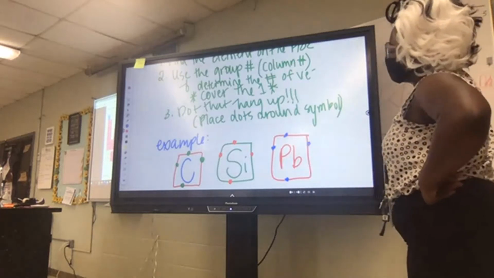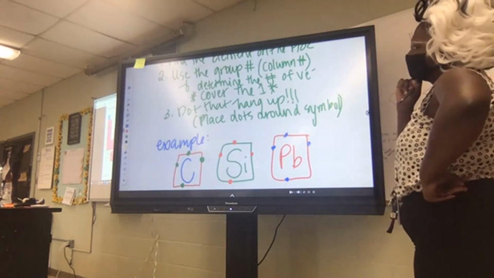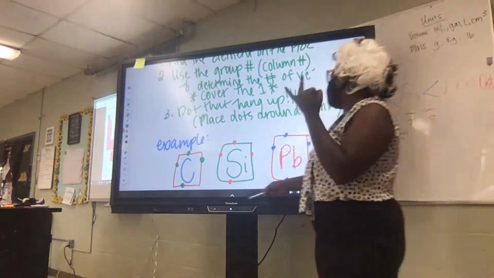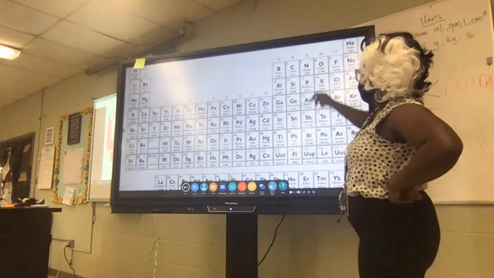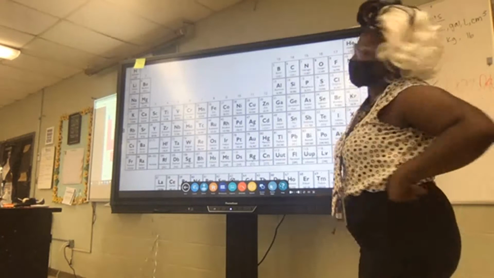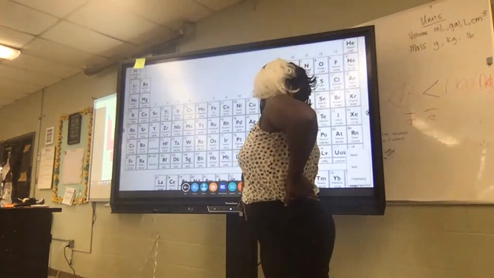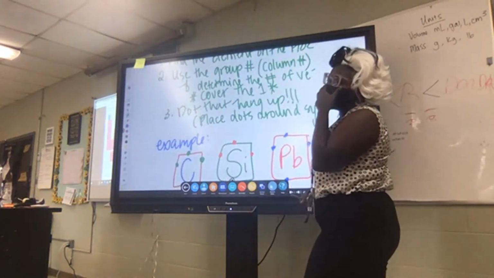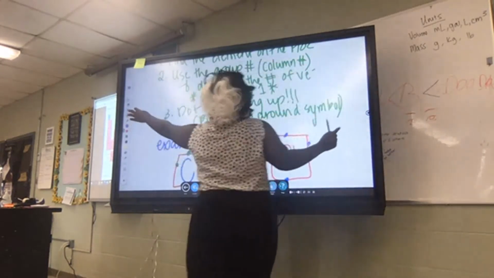Now that's pretty interesting. Carbon has 4 valence electrons. Silicon has 4 valence electrons. Lead has 4 valence electrons. What's a summarizing thought? What's the similarity between carbon, silicon, and lead? Let's look at the periodic table. Carbon, silicon, and lead are all in the same group. So seeing as they're in the same group, they also share the same number of valence electrons. Don't forget that you're really close to the microphone, so when you talk, it picks up on the microphone.